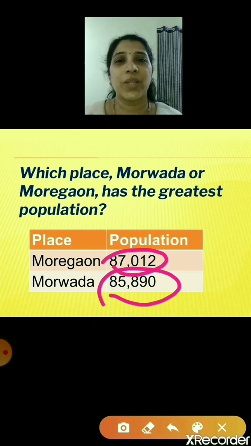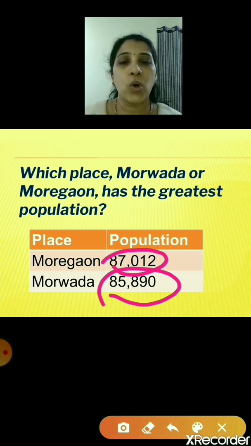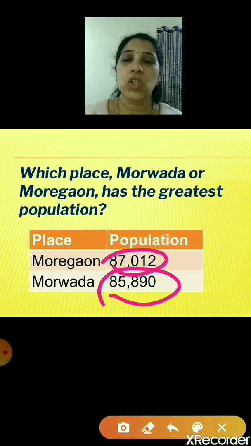So we'll move to the next number, that is the thousands place. In the thousands place 7 is there in Moregaon and 5 is there in Morwada, right? So 7 is the greatest number than 5. So easily you can identify that 87,012 is the greater number. So Moregaon is having the greatest population. So this is all what we had done in our first session.